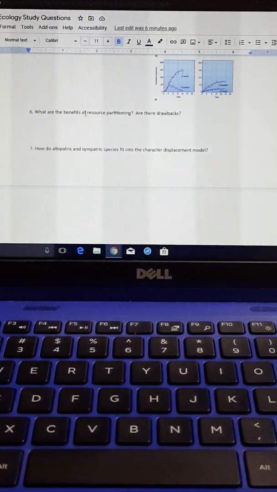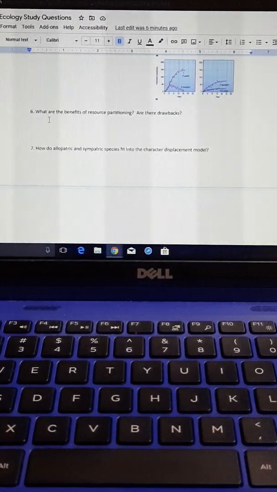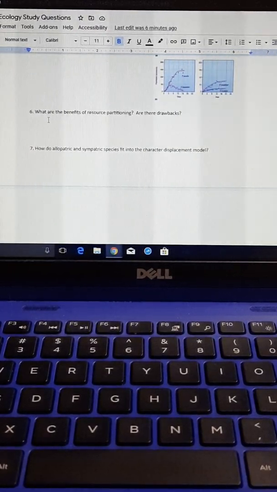The benefit of this would be, again, reduced competition. There's less use of energy because remember, in competition, both of the organisms in play lose energy, so it's a negative negative. Well, if they could just relax and go to the different parts of the tree in this example, then there's less need of competition.